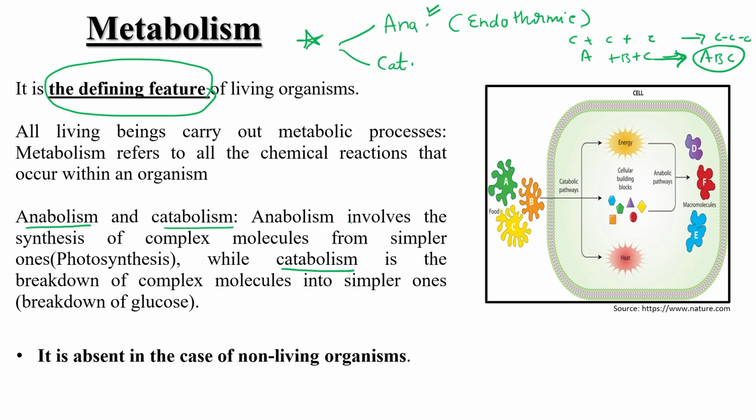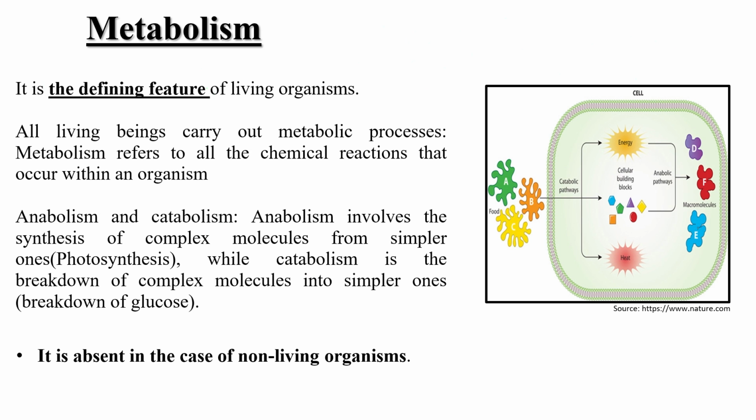While in catabolism, what will happen? Just the reverse of this. ABC is broken down into A plus B plus C. So after breaking of these bonds, energy is released. So this one is an exothermic process. Catabolism is an exothermic process, like breakdown of glucose. If we accumulate so much food inside us, then it will convert into complex things, fat. It will convert into the fatty form, gluconeogenesis, and because of some other biochemical reactions, it will convert into a complex molecule. Here I would like to inform you that this is the food.